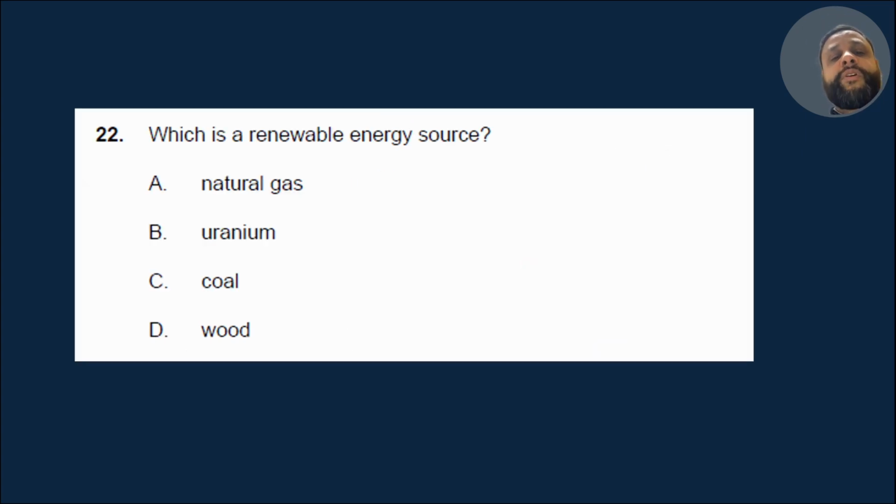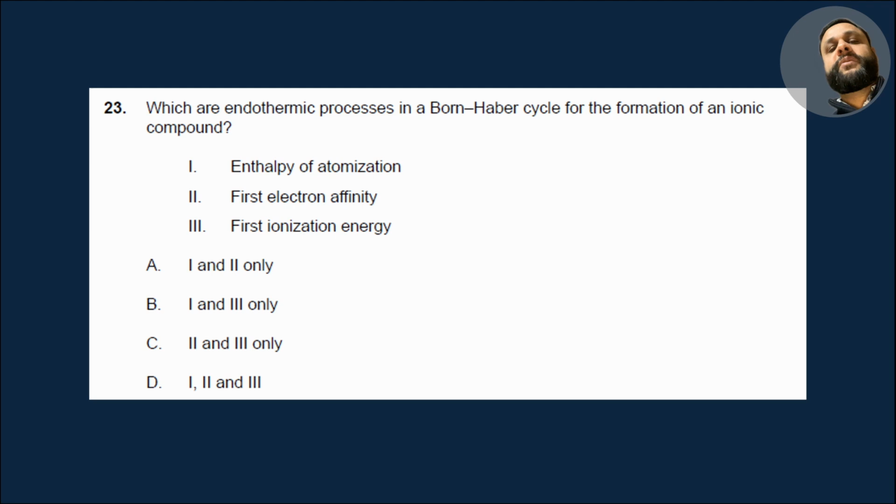Which is a renewable energy source? Natural gas, option A. No, it is finite. Uranium, no. Finite. Coal, no. Finite. So that leaves us wood as the option. Yes, wood is a renewable energy source. Simple, straightforward, easy question.